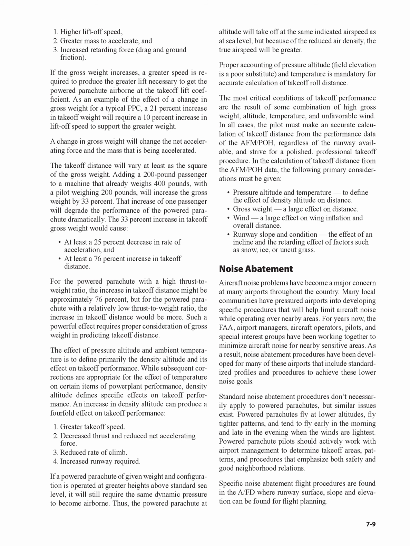The effect of pressure altitude and ambient temperature is to define primarily the density altitude and its effect on takeoff performance. While subsequent corrections are appropriate for the effective temperature on certain items of powerplant performance, density altitude defines specific effects on takeoff performance. An increase in density altitude can produce a fourfold effect on takeoff performance: 1. Greater takeoff speed. 2. Decreased thrust and reduced net accelerating force. 3. Reduced rate of climb.